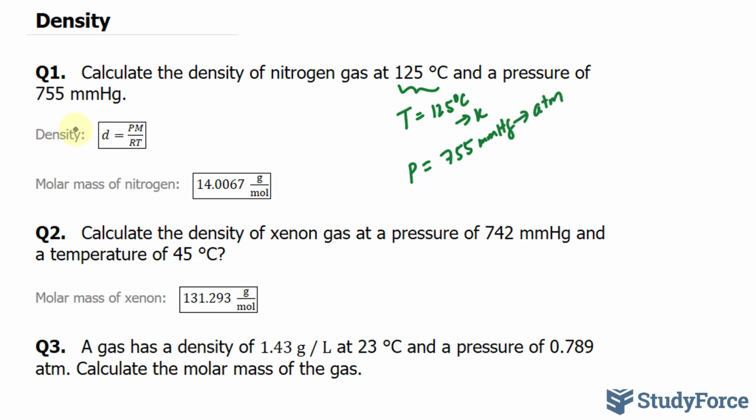According to the density formula, we can find density by multiplying the pressure with M, which is the molar mass, and the molar mass of nitrogen is 14.0067. Nitrogen gas has the molecular formula of N2. So I'll take this number, multiply it by 2, and that will give me capital M, molar mass. Let's go ahead and do that. We have 14.0067 times 2 grams per mole.